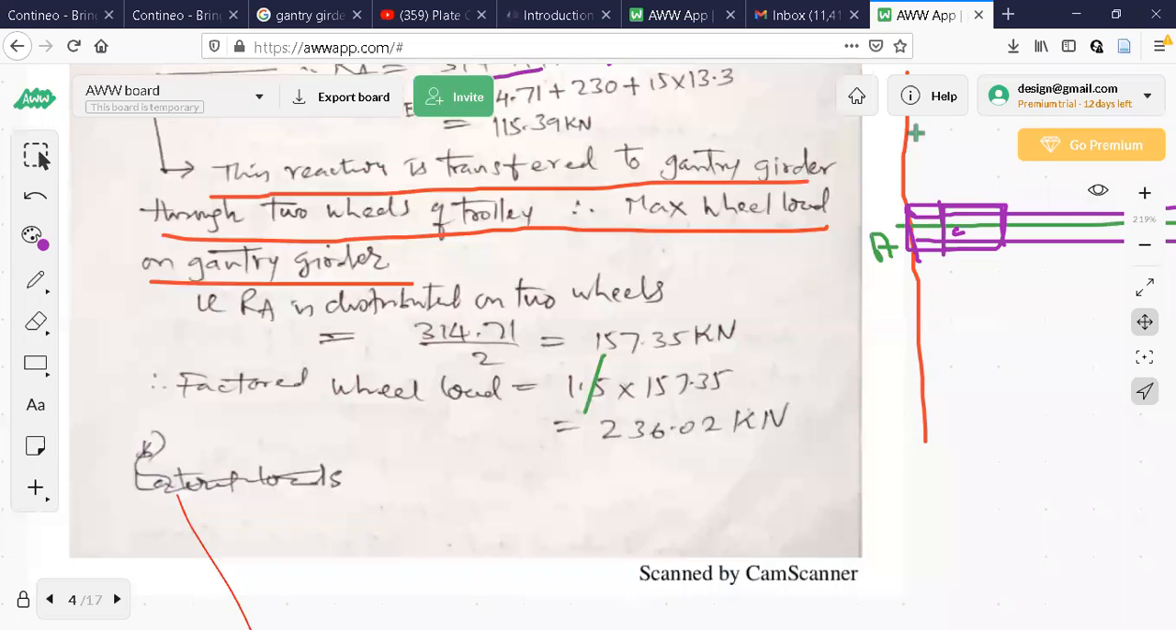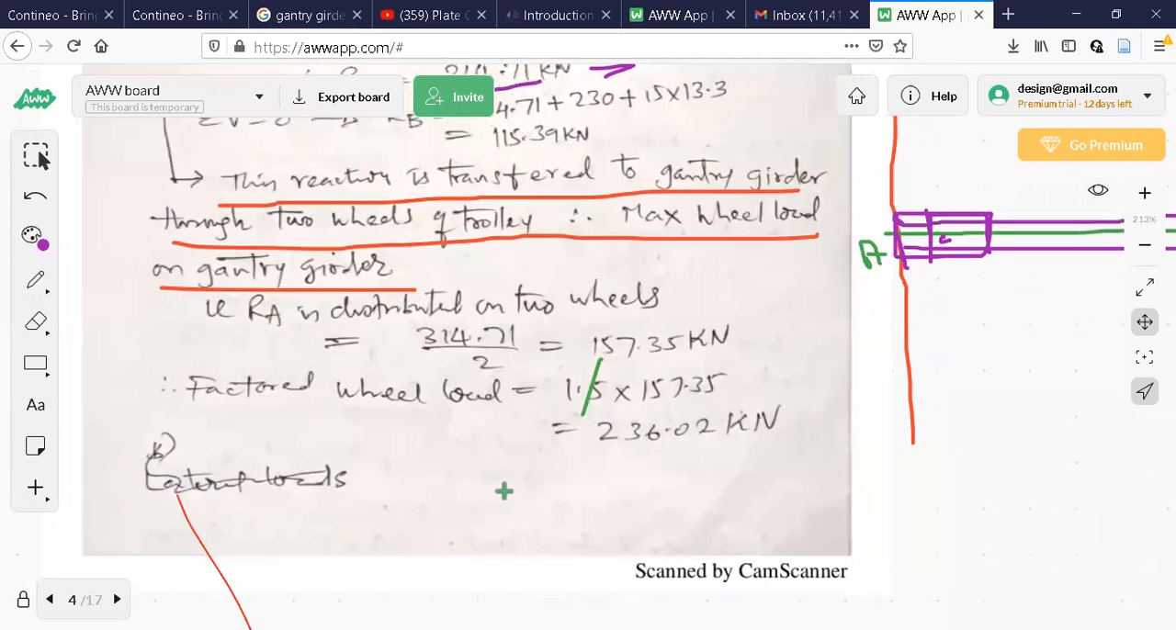Now on this gantry girder, there are 2 point loads. Where to place them is my problem. Whether I should place them at the middle, at the other end, or this end, near the supports. I have a 6-meter span. In this 6-meter span, where should I place these 2 point loads, each 236.02? But the distance between these 2 point loads is fixed. I cannot change it because it is the distance between the wheels. Together I can place them anywhere depending upon influence line diagrams.